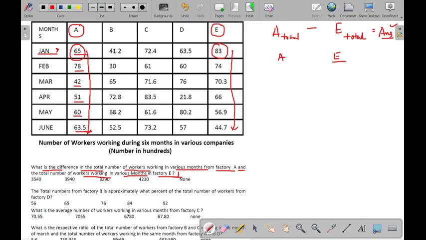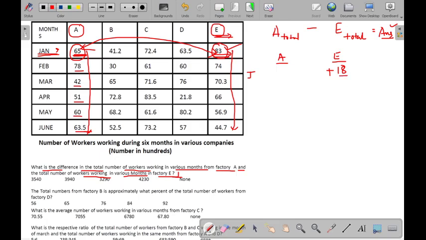See that in the month of Jan, company E is ahead. Company E has 8,300 people, company A 6,500 people. So in the month of Jan, company E has more people. Company A is 65, company E has 83. So company E is plus, because 83 is greater than 65 by 18. We have just taken the difference of these two values. So in the month of Jan, company E is ahead by 18.